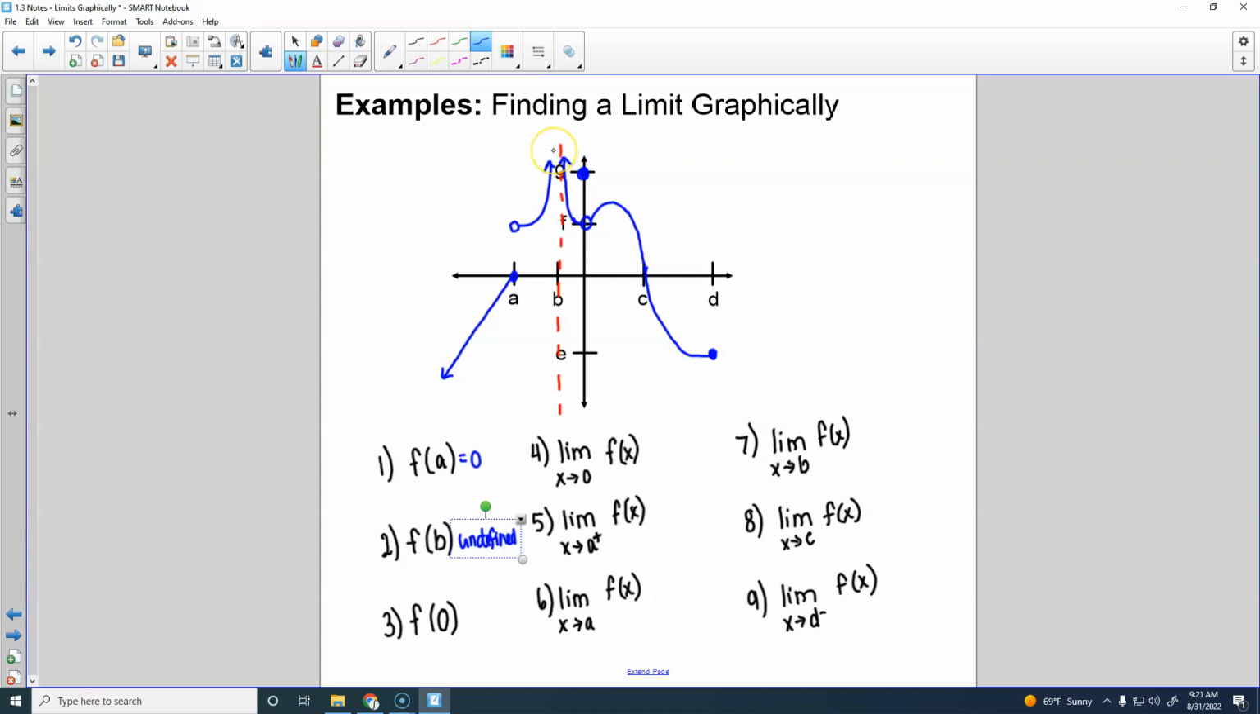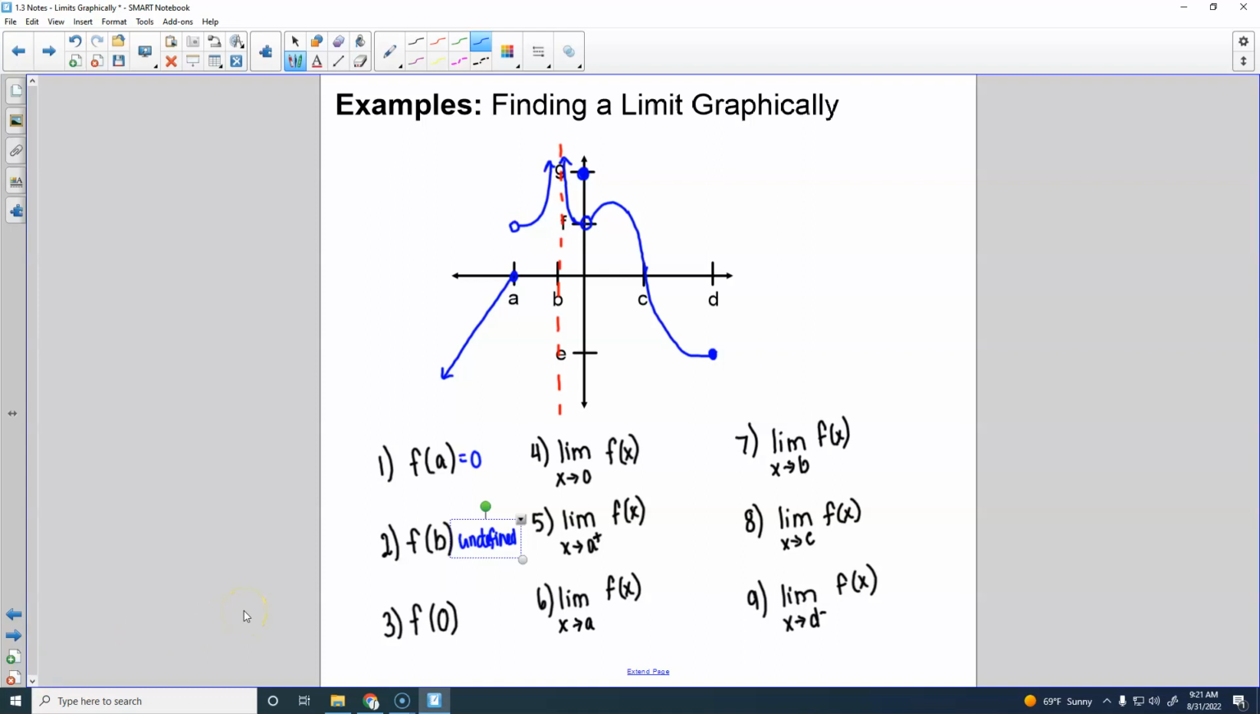Okay, because you've got an asymptote right there. There is no closed-in dot or solid line, right? So that would be undefined at that point. And remember, f of something that's undefined, limits do not exist, that's our terminology.